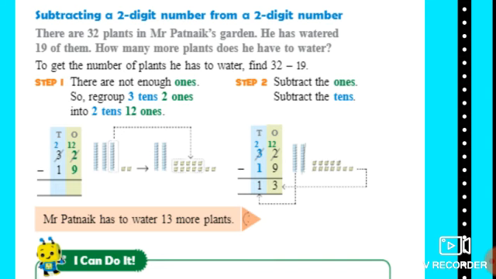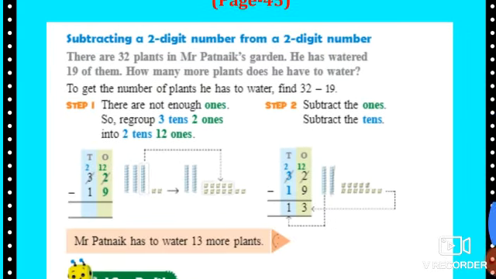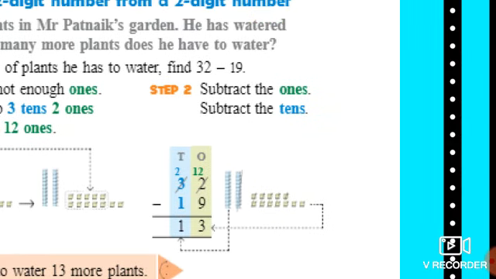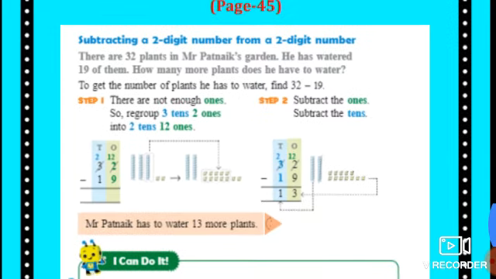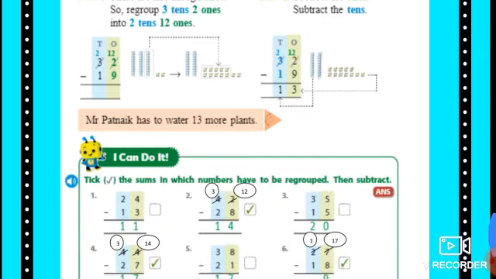Always we are subtracting from the bigger number. So we will subtract from 32. That is 32 minus 19. In step 1 we will be doing borrowing. See, 32 minus 19. Because we cannot minus 9 from 2, we will take borrow from tens place. And it will become here 12. So 12 minus 9 is 3. In the second step we write 12 minus 9 is 3. And up here 2 is left in tens place. So 2 minus 1 is 1. It means 13 plants are left to be watered. So 13 is the answer.